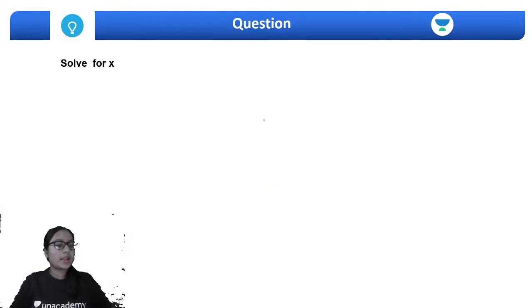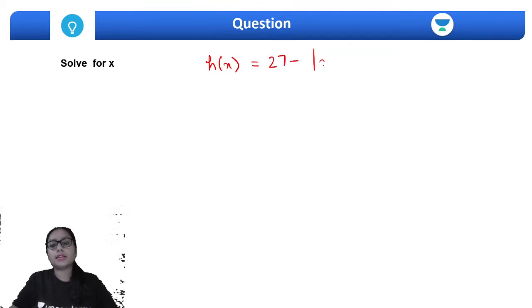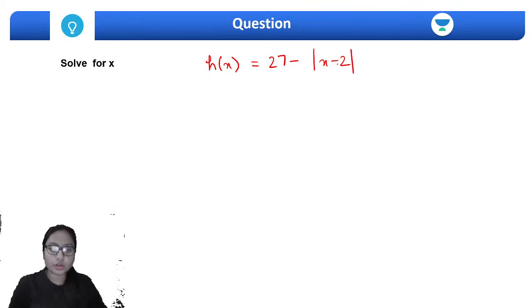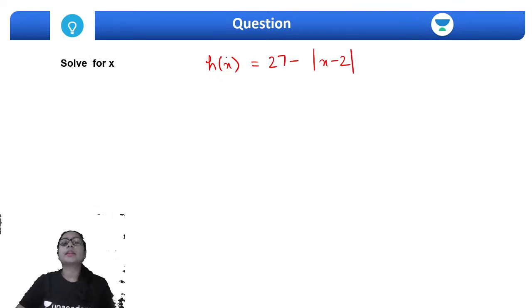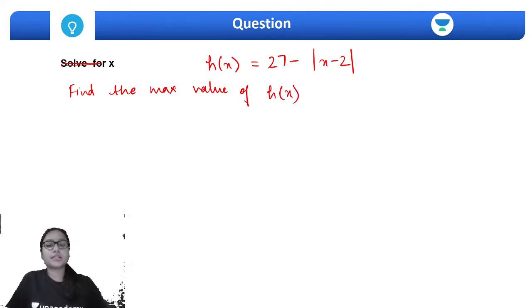Let us see. Now we have a function h(x) = 27 - |x - 2|. Yes, Arav, your answer is also right. Now, this is the function. You don't have to solve for x, you have to find the maximum value of h(x). Find the maximum value of the function h(x) when h(x) is equal to 27 minus mod of x minus 2.